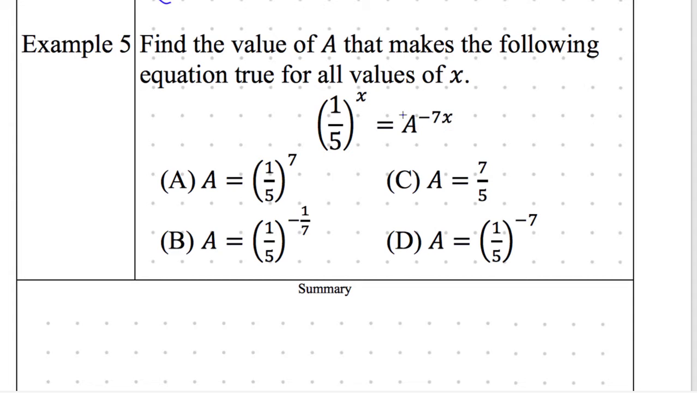The main thing here, whenever you have something set equal to a, where a has a number with the x, you need to get rid of that number. I need to get rid of that -7. What I can do to both sides is take both sides to the power of -1/7. This side to the power of -1/7. That will get rid of that number.